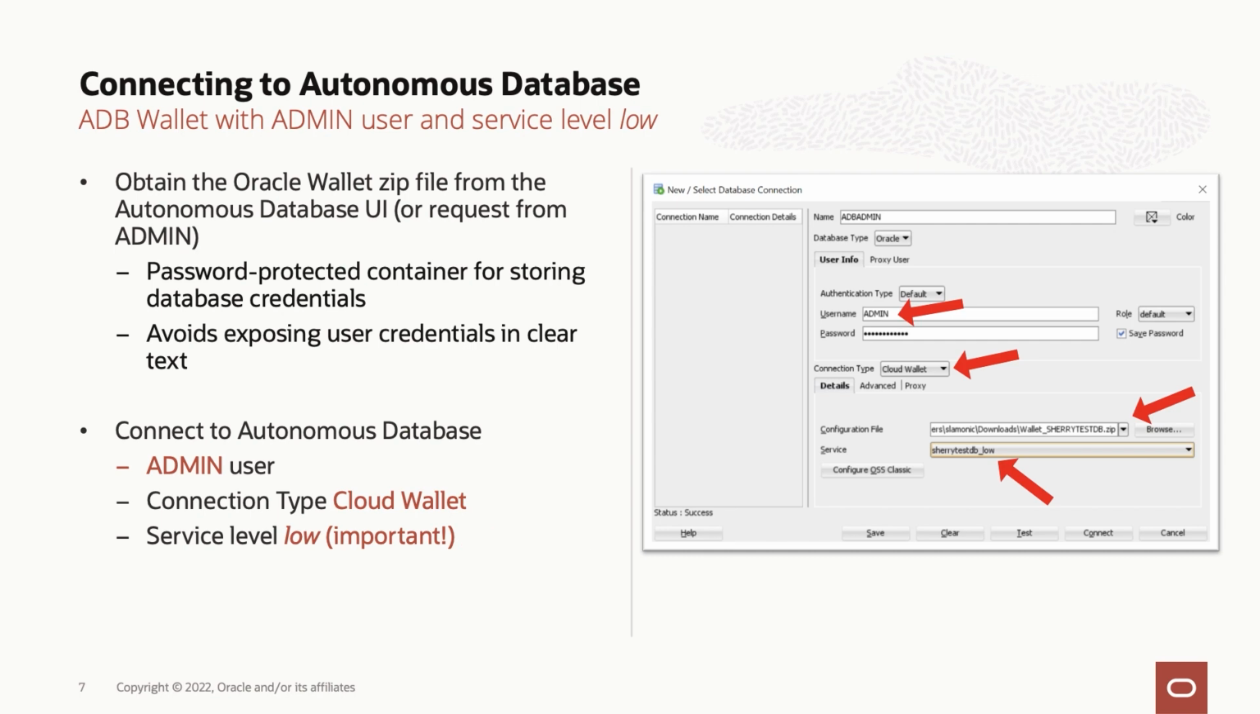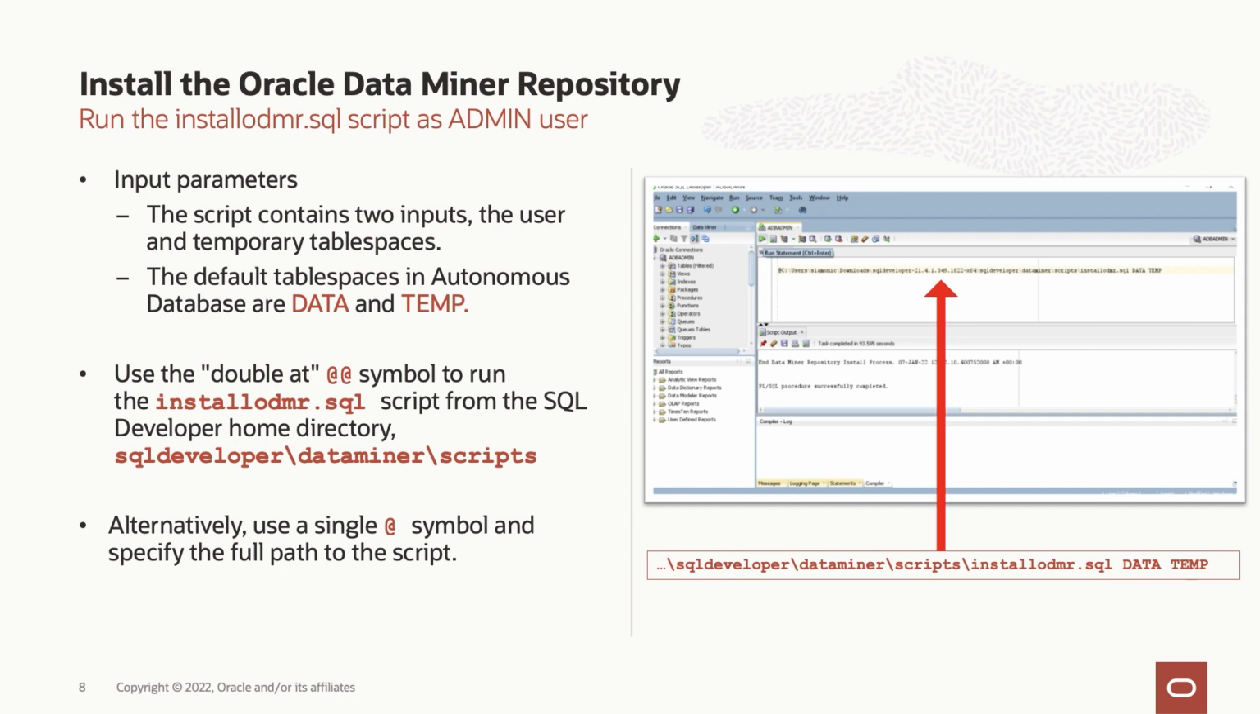So let's take a look at the installation. For the installation, you want to use the install ODMr SQL script. You'll pass two arguments: data, the default user tablespace, and temp, which is the default temporary tablespace. You can use the double @ symbol to run the script directly from the SQL Developer home scripts directory, or a single @ and specify the full path to the script as you see here.